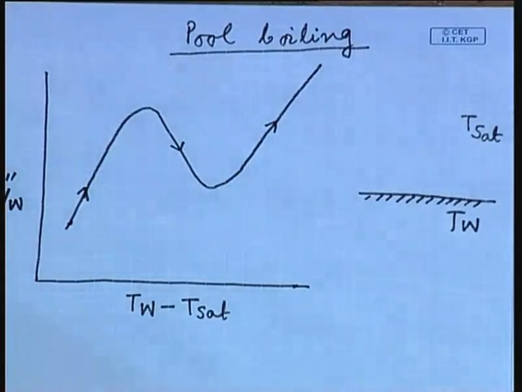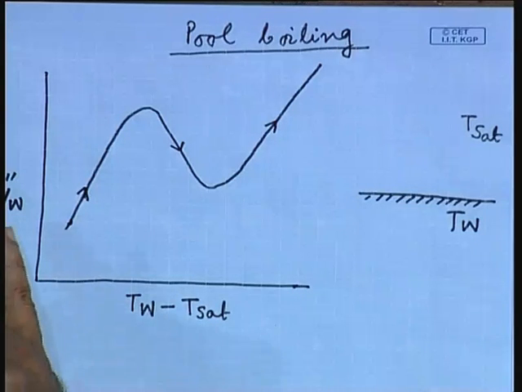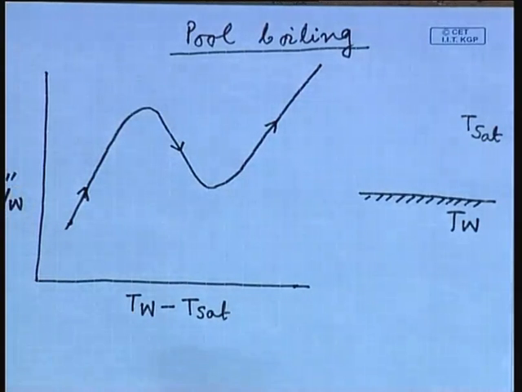Now, in any operating system, the pool boiling curve can be obtained by two different means. There are two variables, Tw minus Tsat, or rather Tw, that could be one variable, and Qw double prime, that is the wall heat flux, that could be another variable. So, either we can vary Qw double prime or we can vary Tw, depending on our method of experimentation. And depending on that, we will get a slight variation in our pool boiling curve.